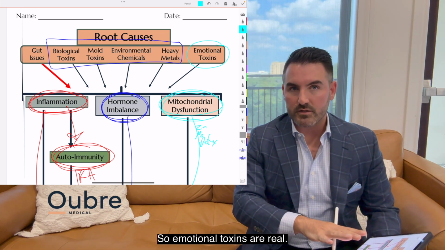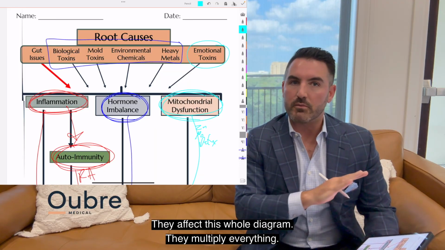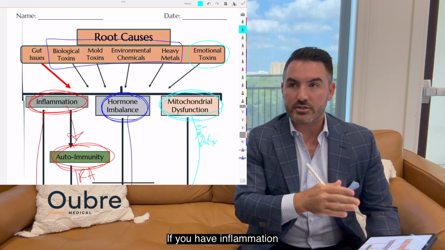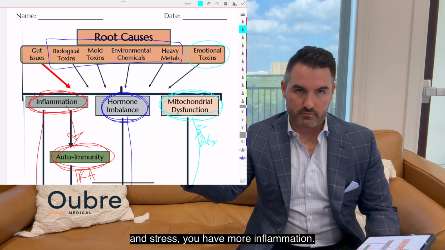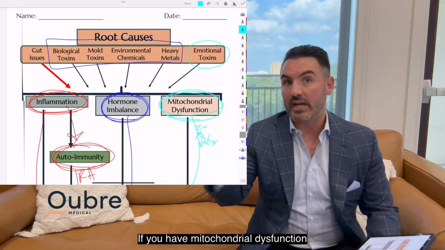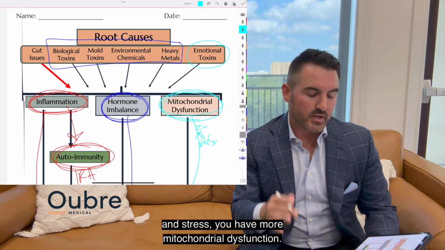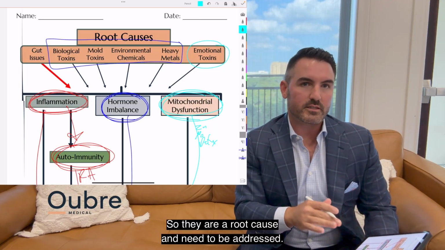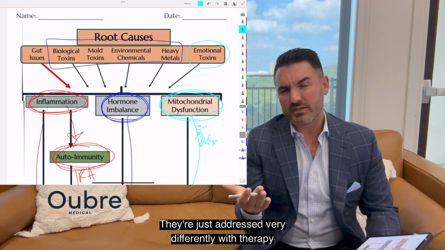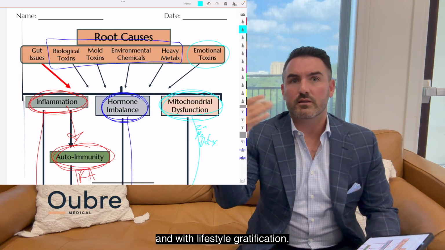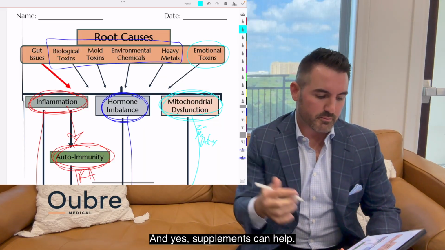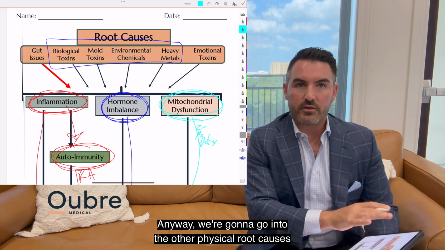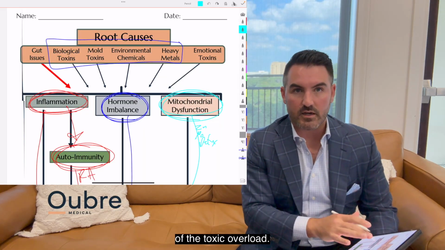So emotional toxins are real. They affect this whole diagram. They multiply everything. If you have inflammation and stress, you have more inflammation. If you have mitochondrial dysfunction and stress, you have more mitochondrial dysfunction. So they are a root cause and need to be addressed. They're just addressed very differently, with therapy and with lifestyle and gratification. And yes, supplements can help. Anyway, we're going to go into the other physical root causes of the toxic overload.